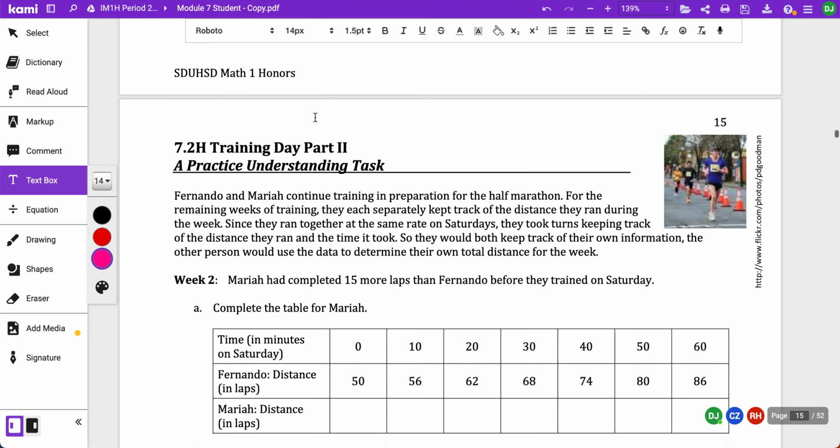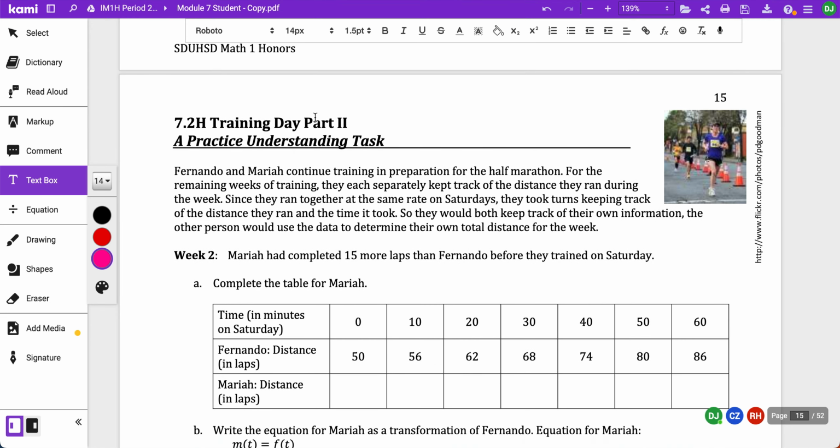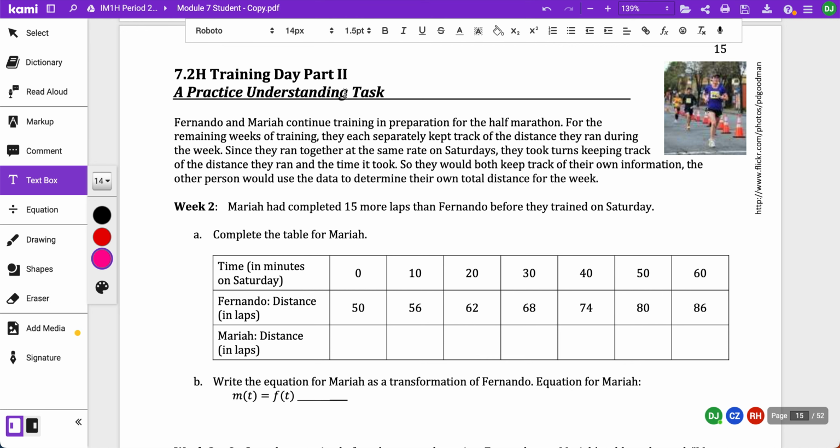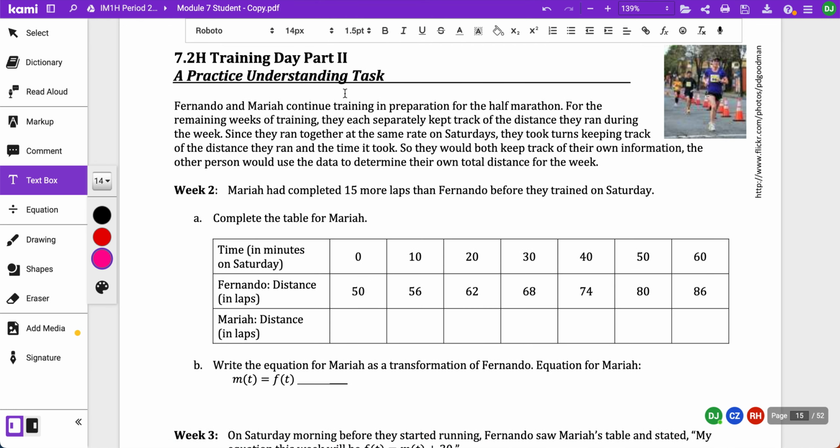All right, so let's move on to the lesson now. So what we're doing is training part 2. Fernando and Mariah continue their training in preparation for the half marathon for the remaining weeks of training. They each separately kept track of the distance they ran during the week. Since they ran together at the same rate on Saturday, they took turns keeping track of the distance they ran and the time it took.